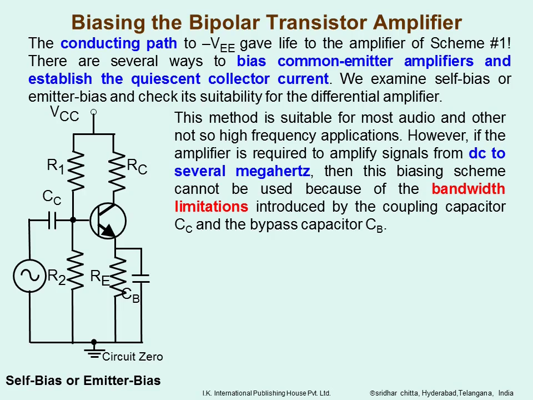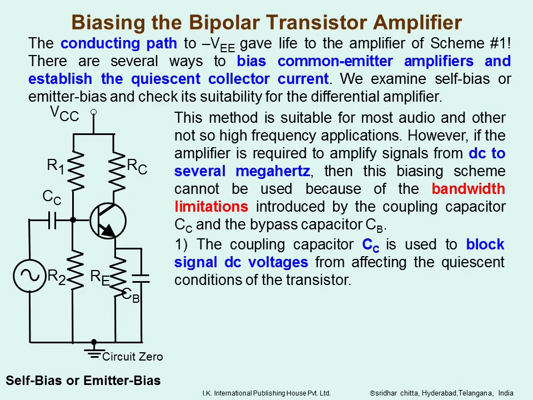However, if the amplifier is required to amplify signals from DC to several megahertz, then this biasing scheme cannot be used because of the bandwidth limitations introduced by the coupling capacitor CC and the bypass capacitor CB.